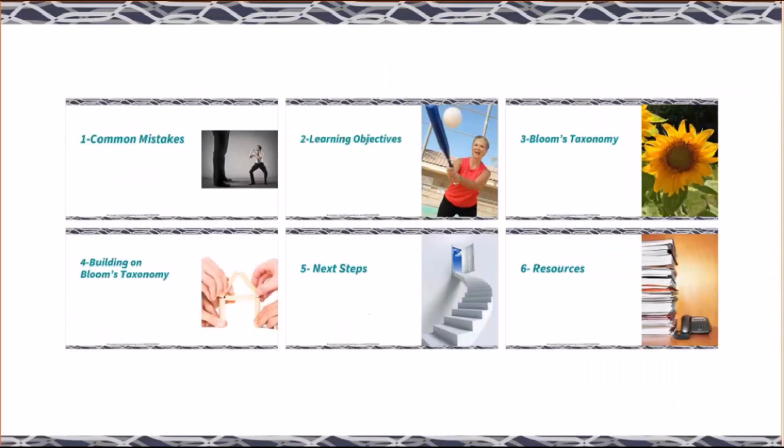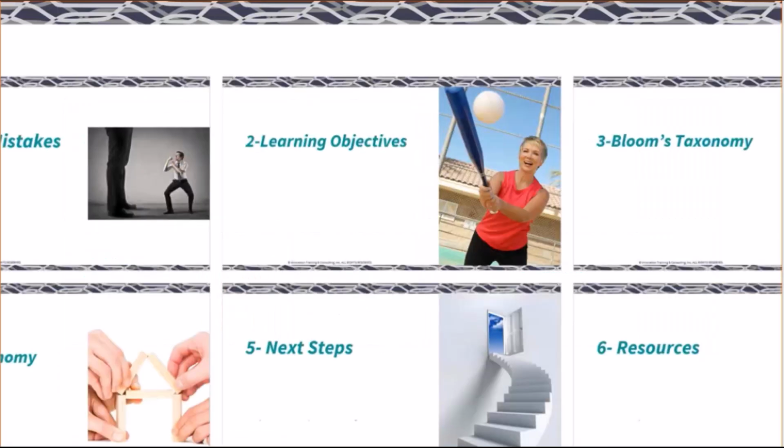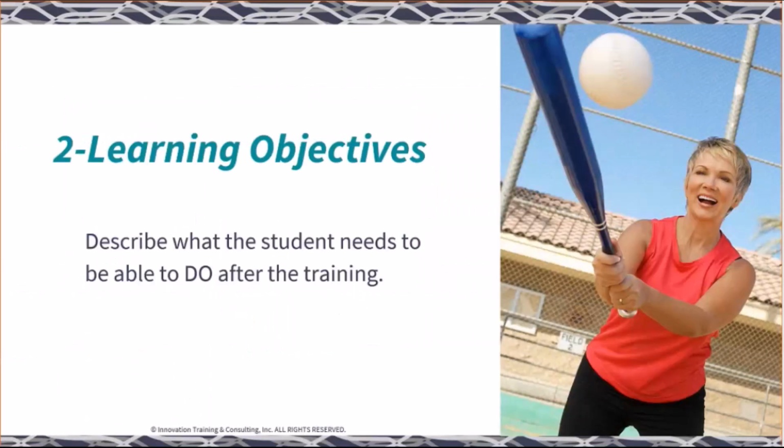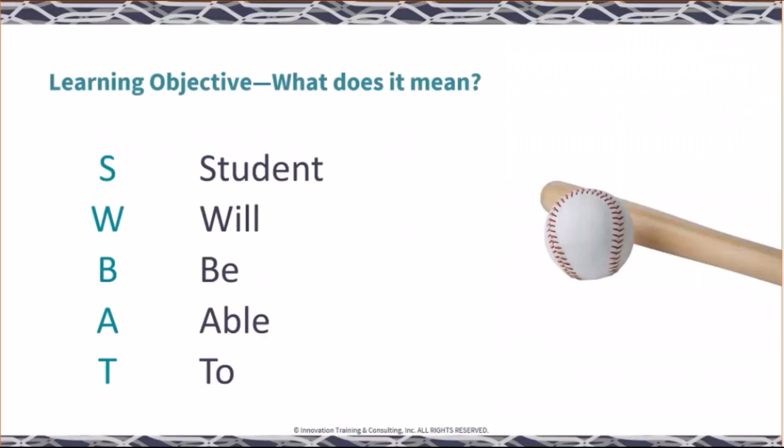So now let's move into what is a learning objective. This describes what the student needs to be able to do or should be able to do after the training. And you may have heard the term SWABAT. So I've got the bat there for you to help remind. And it really is, student will be able to.